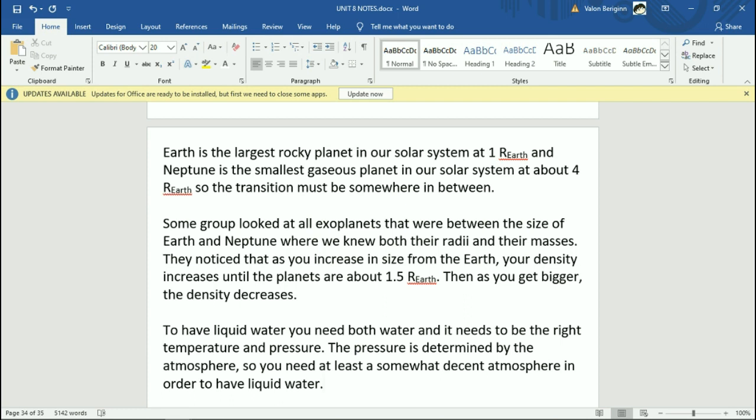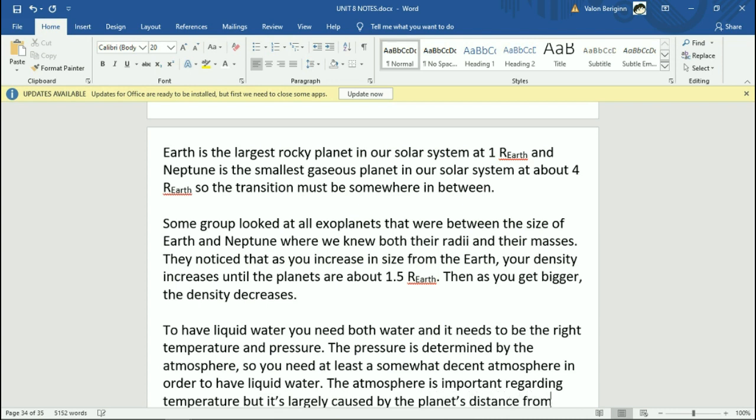And the atmosphere also helps the temperature as well. So an atmosphere helps warm the planet up a bit. It also stabilizes the temperature. So for example, I said how Mercury was super hot on the day side, super cold on the night side. If you had an atmosphere there, it would help spread the heat from the day side over to the night side, right? And it would help spread that out more. So the atmosphere is important regarding temperature, but it's largely caused by the planet's distance from its star.